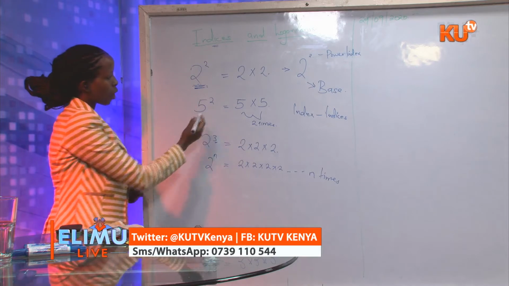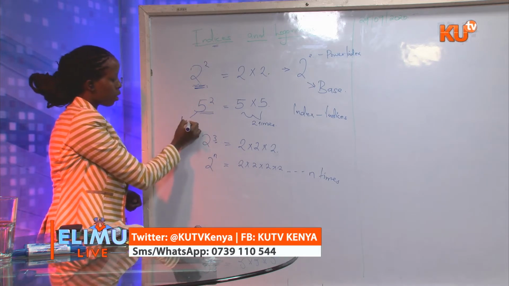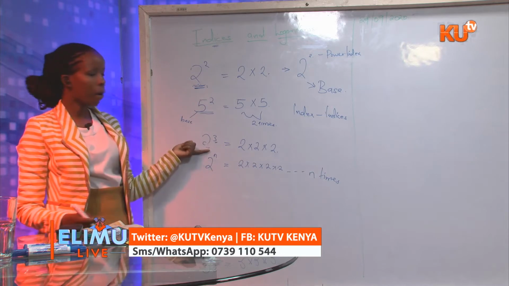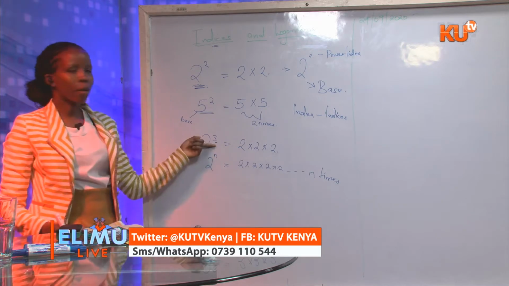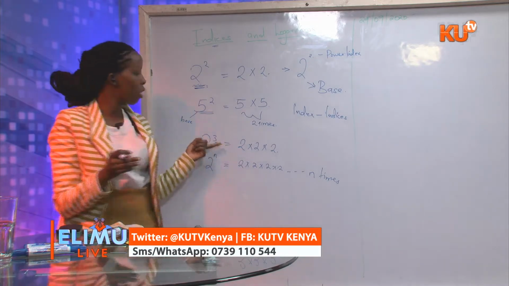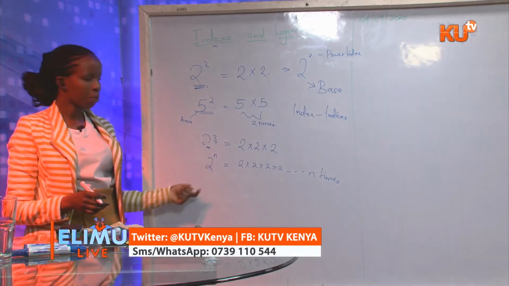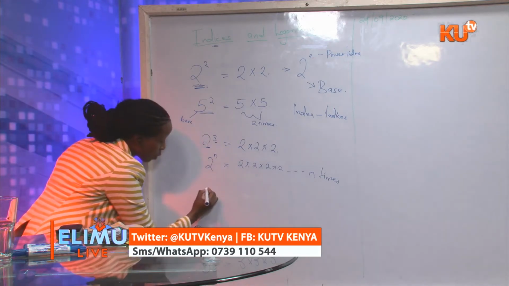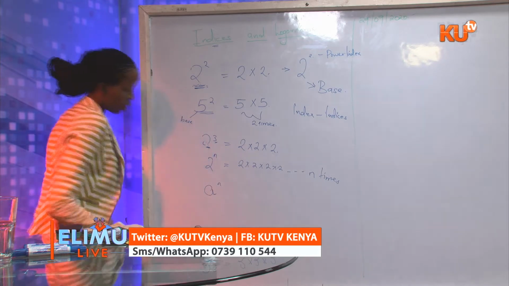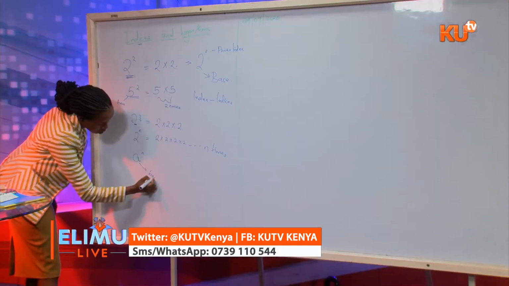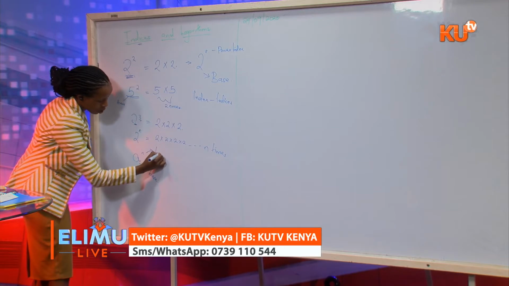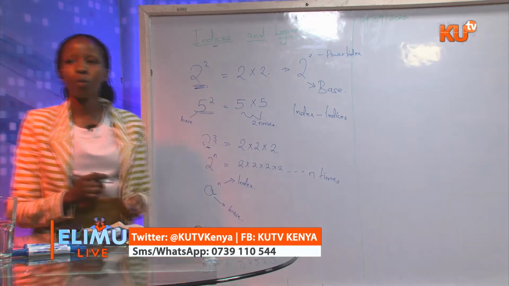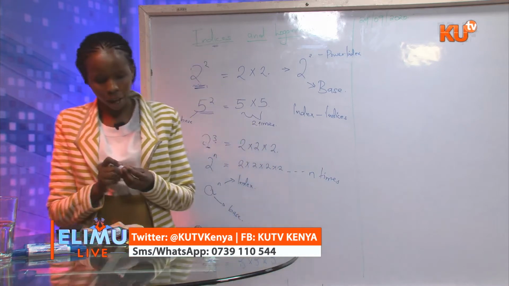So let us narrow down to the others. If we have 5 squared, this means that 5 is our base, while 2 is our index. If we have 2 cubed, then 2 is our base and 3 is our power, and power, we have already said, is what is called index. If we have 2 raised to n, it means that 2 is our base, while n is our index. So if we have a number a raised to n, then a is our base, while n is our index. I hope I am clear on that.